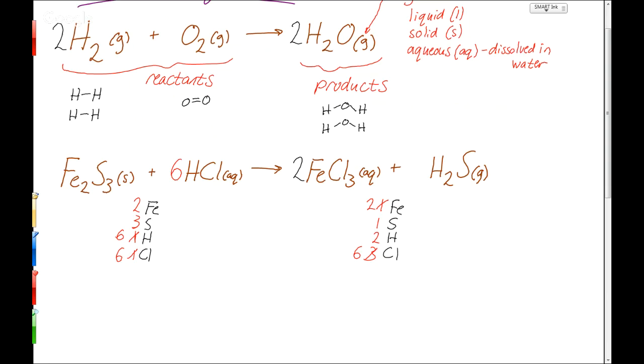Okay. What about what next? Yeah, we want to get from our 6 hydrogen on the left, 2 on the right. So if we want to get 6 on both sides, we've got to put a 3 here. And that changes this to 6 and this to 3. And now everything is in balance. You see that? It works? Okay, great. All right, you try one.